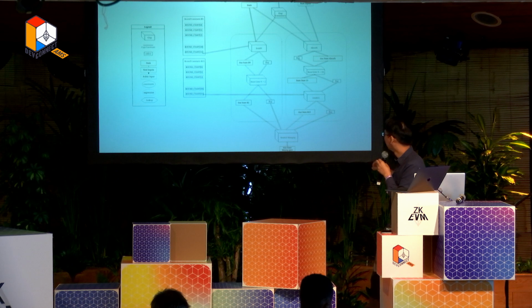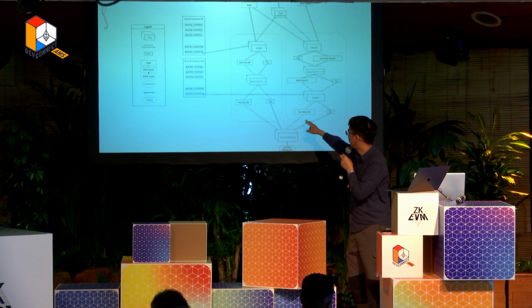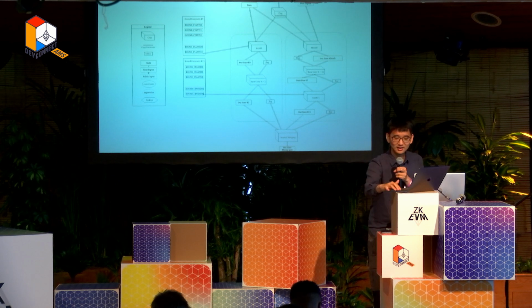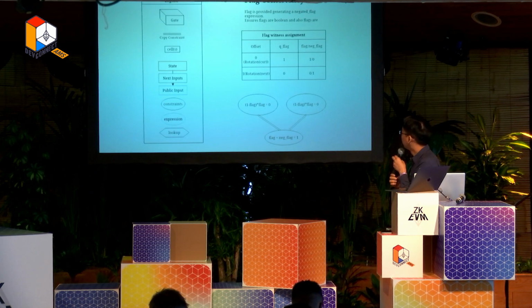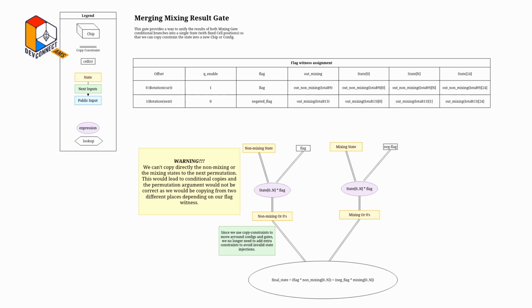and then we need to use that flag to multiply the output and add them together to determine the real output state. Here is just a flag consistency gate to check that the flag is either 0 or 1. And here's the mixing gate to combine the results from both branches into the same output.